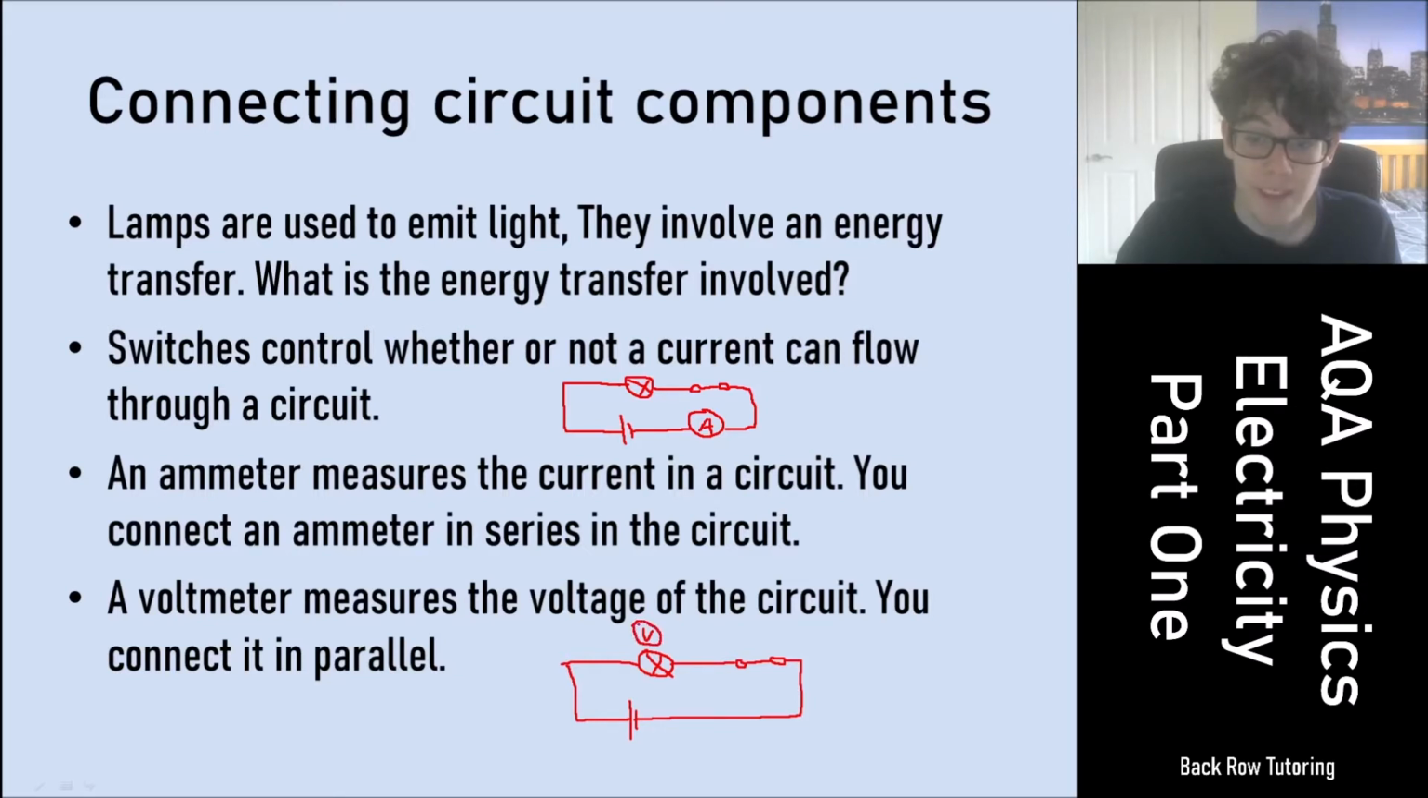And what that means is that the voltmeter isn't on the same loop, it's on a new loop, a loop of its own. And what the voltmeter will do is it will measure the potential difference across the component which you connect it to, because voltage is more or less the same as potential difference.